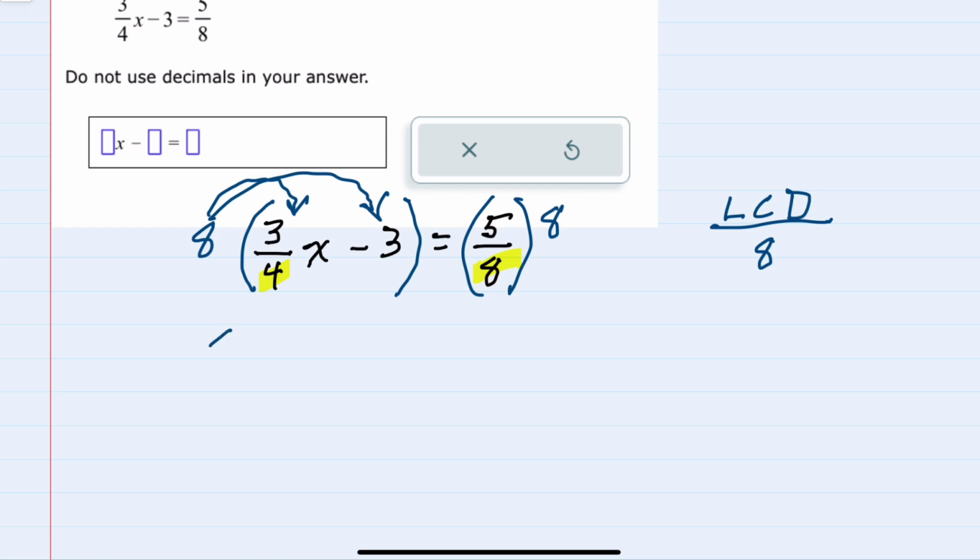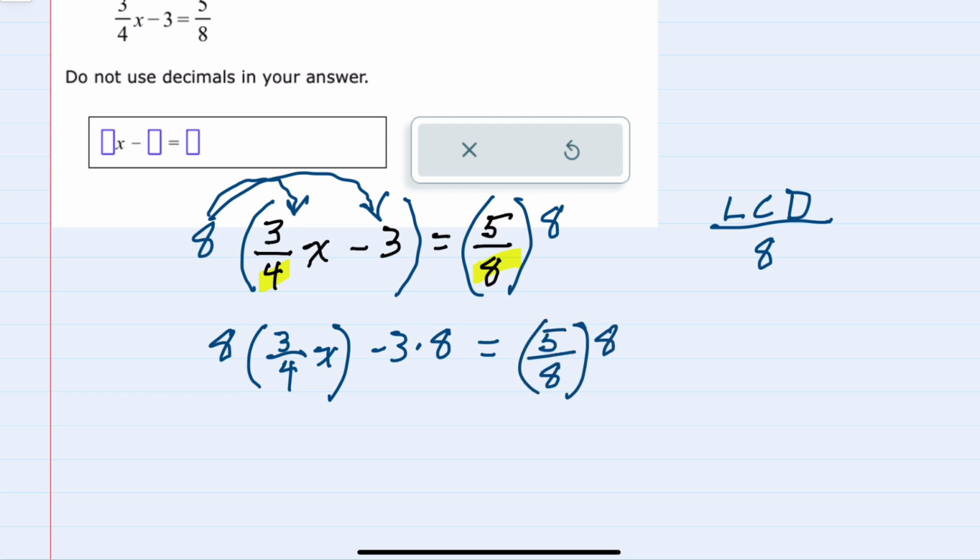Multiplying the first term, we would have 8 times 3/4 x. Multiplying the second term by 8, we would have that -3 times 8. And on the right-hand side, I'll just bring that down. From here, we can see that these denominators will cancel. 4 goes into 8 2 times, canceling the 4. And on the right, 8 goes into 8 1 time, again canceling the 8 denominator.